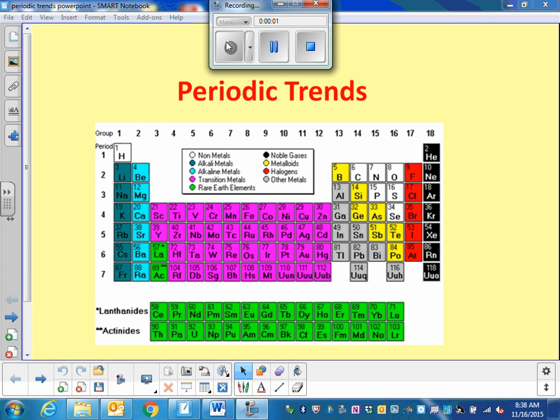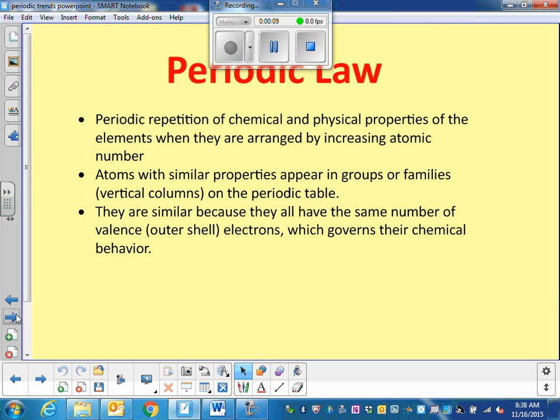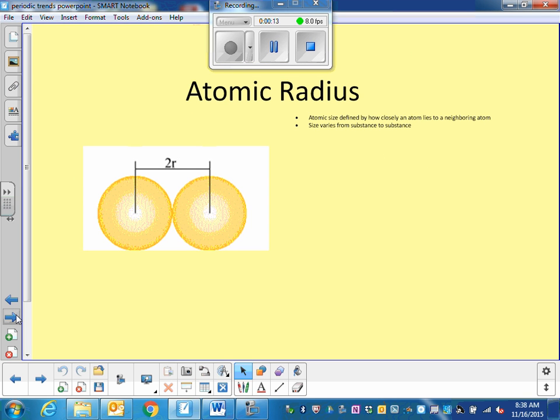The trend we're going to study is atomic radius. You all must have studied what radius is in your geometry class, right? But you have to realize, are you on this slide? Now, if you study radius, remember this is an electron cloud.